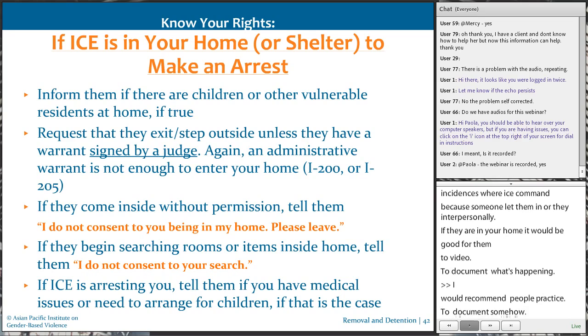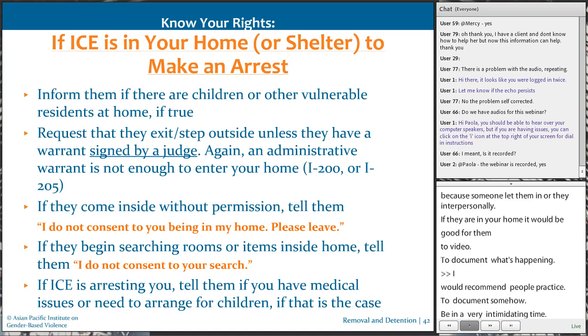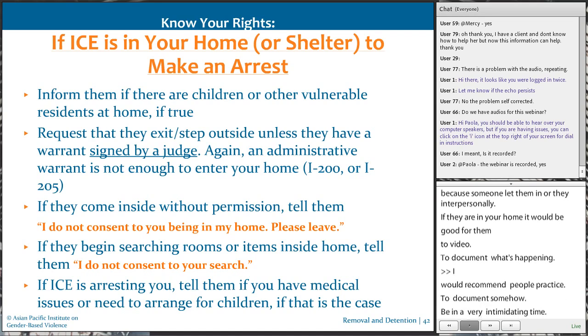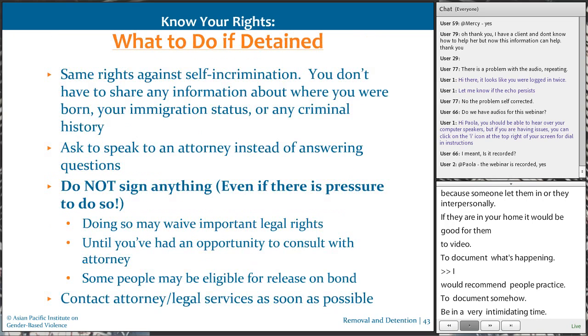This is very intimidating, and I know it's easy for me to say because I'm not facing this right now. But certainly I know some of you advocates have had ICE at programs or have had to deal with this. So I highly suggest role-playing and practicing all of those things, to be able to do that in a really scary situation and figure out how to document all of what's happening.